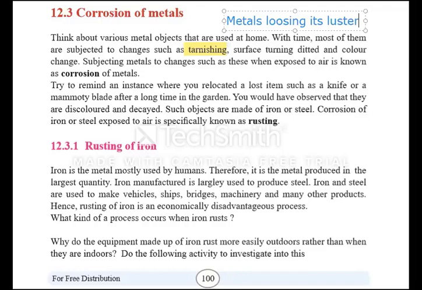So what does this mean? It means that the surface of the metal would not be smooth. There will be imperfections, dents, and damage on the surface. And then finally, color change, right? Subjecting metals to changes such as these when exposed to air is known as corrosion of metals. So remember, exposure to air is an important component with respect to corrosion.